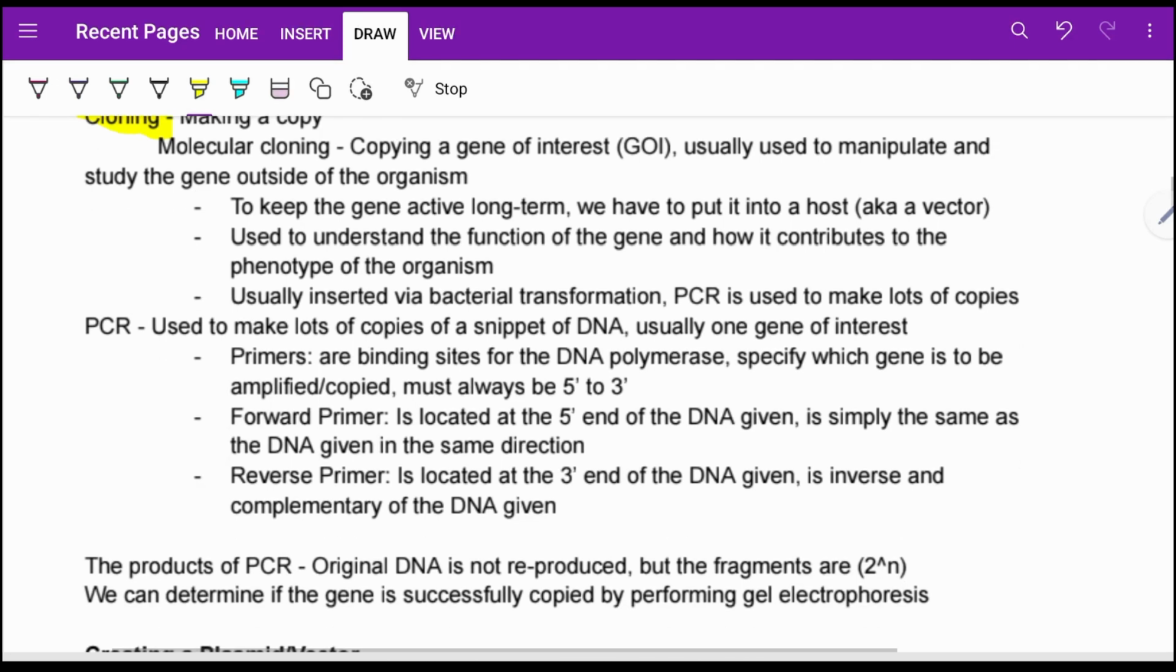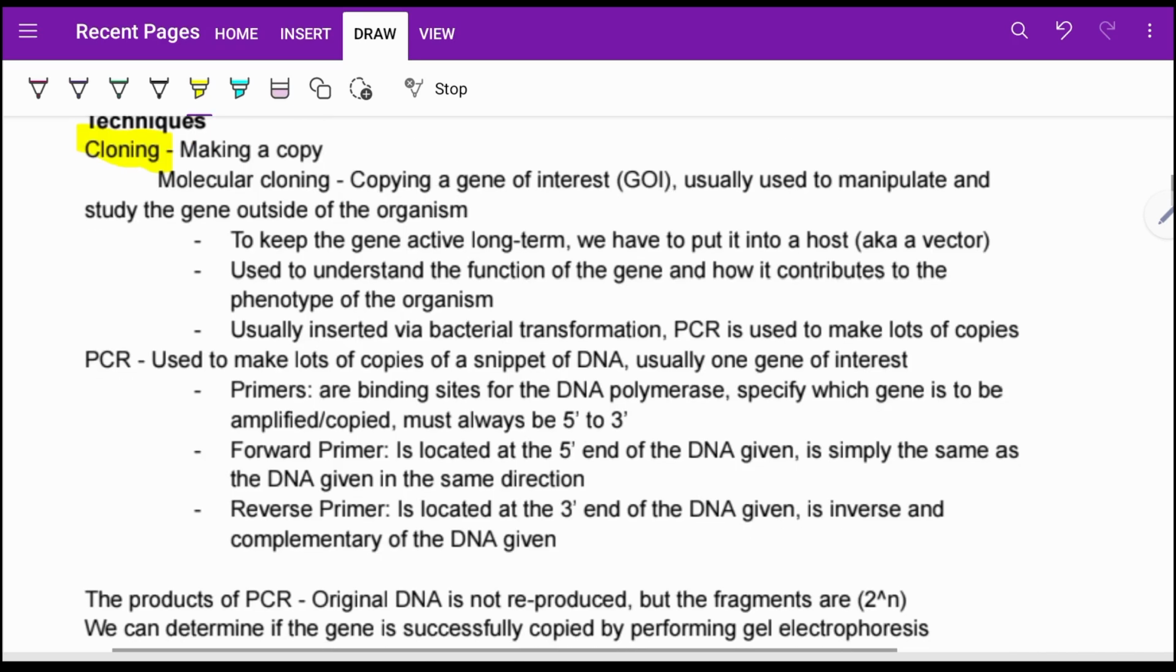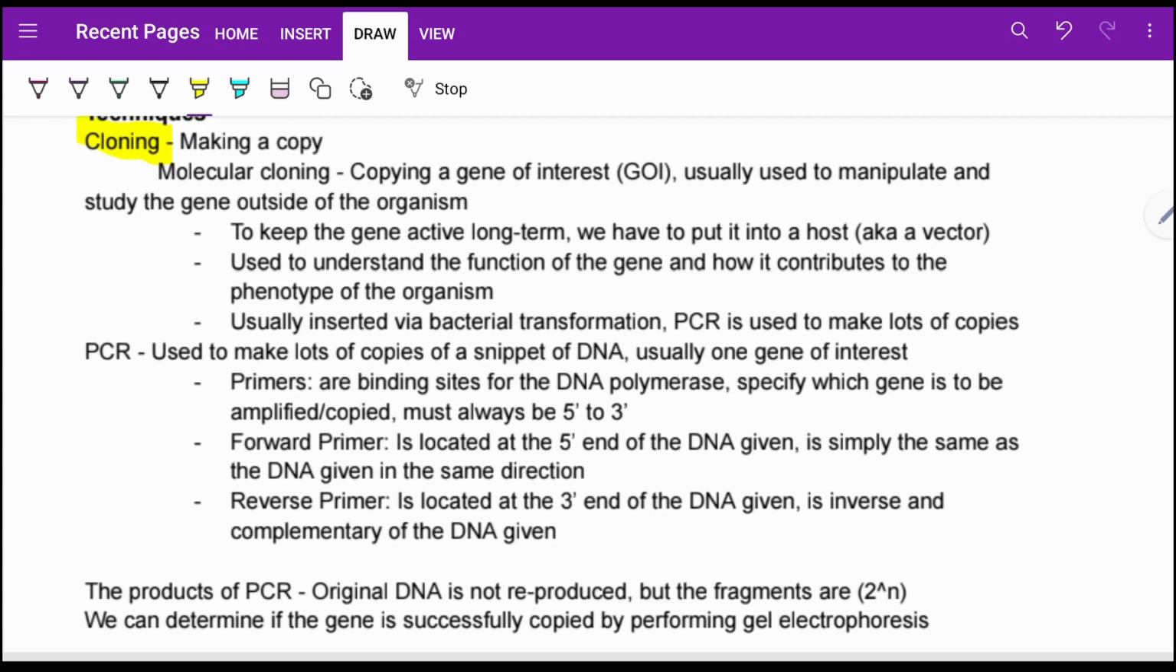So, if we want to analyze what the gene does, we can put it inside a host, or as we call it, a vector, and we can use that in reverse genetics to understand what the function of the gene is and how it contributes to the phenotype. So again, this is an example of reverse genetics. And we usually insert this gene into a bacteria via bacterial transformation. And then we also use PCR to clone the actual gene. So we make a ton of copies and then we put it into this bacteria.